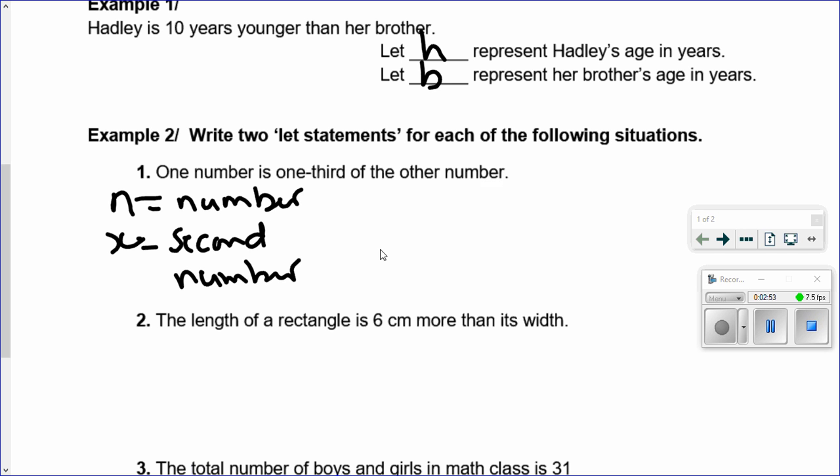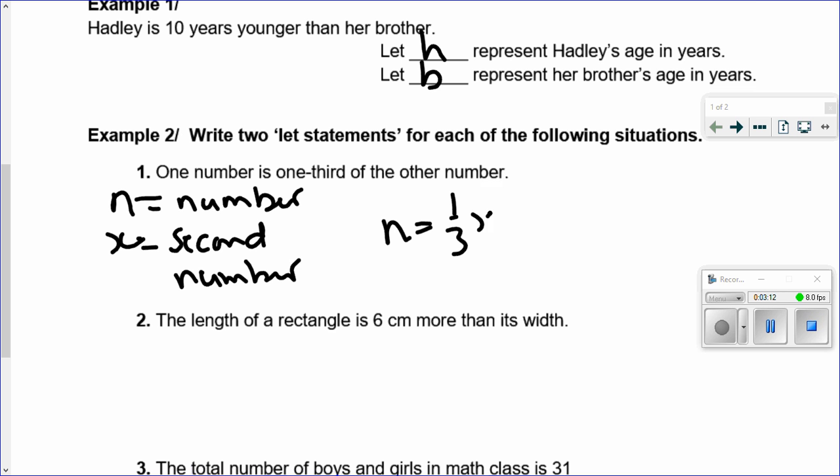Now, in this case, we really don't have a whole lot to work on. We know that there's a number. We know there's a second number. N is typically used for number of something, and then I just randomly used X. In which case, let's define one number in terms of the other. It means that N is 1/3 of the second number.